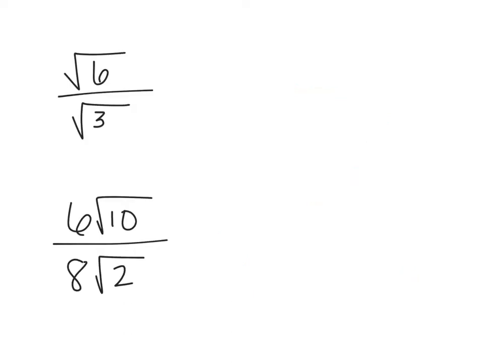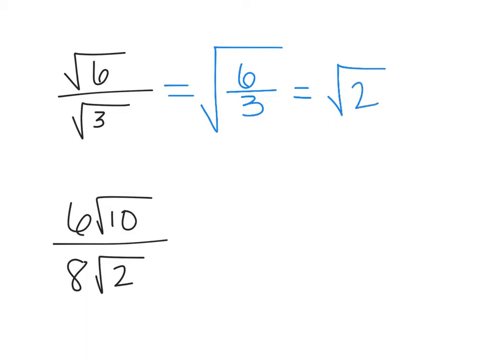Okay, let's take a look at another one and where it will be helpful. So this one, the square root of 6 divided by the square root of 3, you can rewrite as the square root of 6 divided by 3. And this is nice because 6 divided by 3 is 2. So now I just have the square root of 2. So this looks a lot simpler than the original one did.